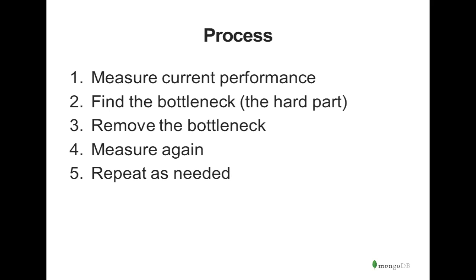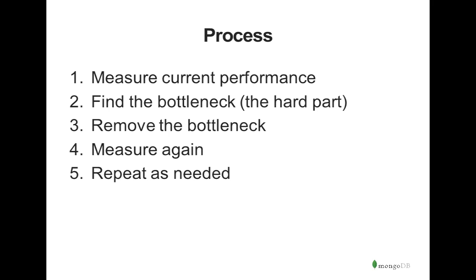The first is you measure your current performance. So that's important. You have to have the right tools to do that. You have to have some sort of baseline. You have to know what is normal in order to know what is not normal. So you're using a tool, you're measuring your current performance. You take that data, and step two is find the bottleneck.